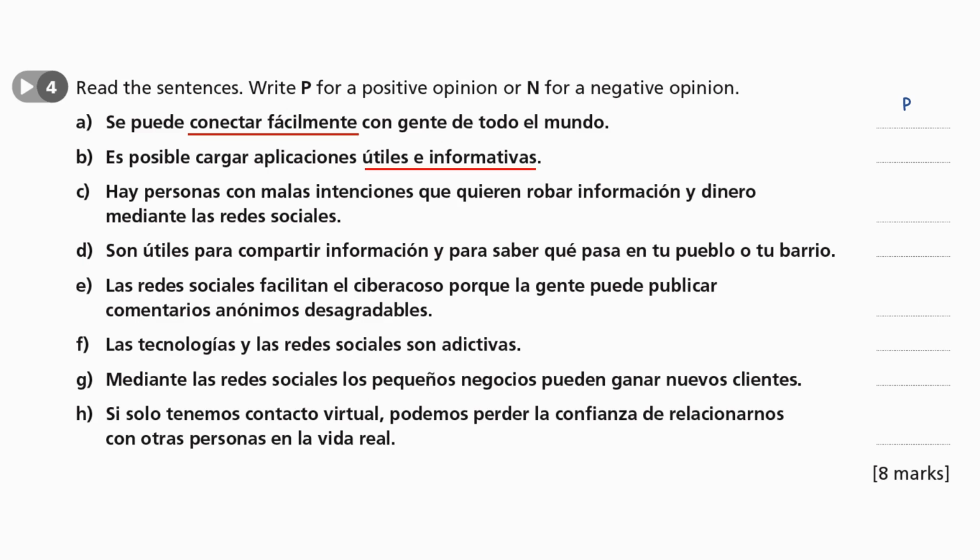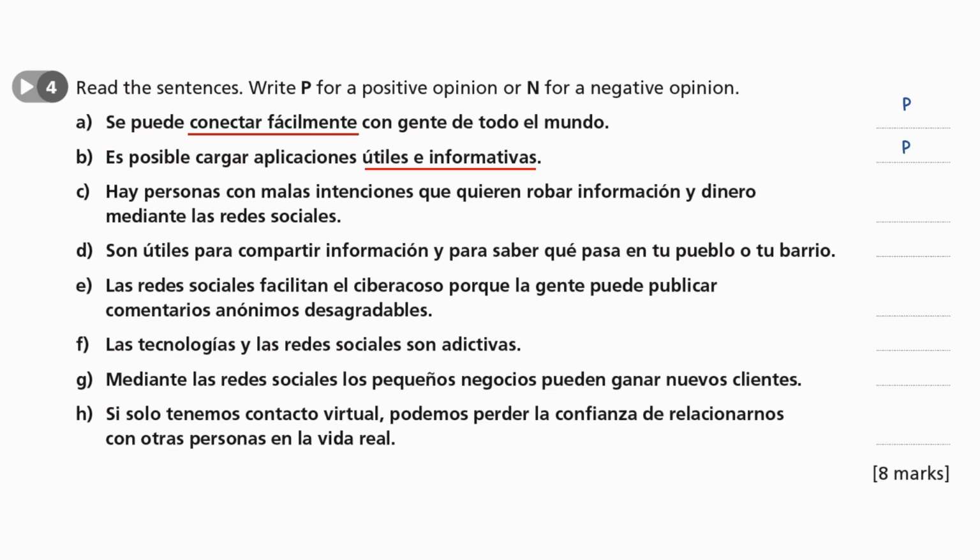In B, we can see two adjectives here. Útiles, informativas. So it's referring to apps and it's saying that they are useful and informative. Two positive adjectives, so the answer is positive.